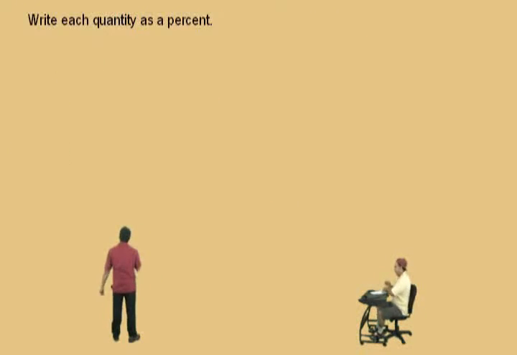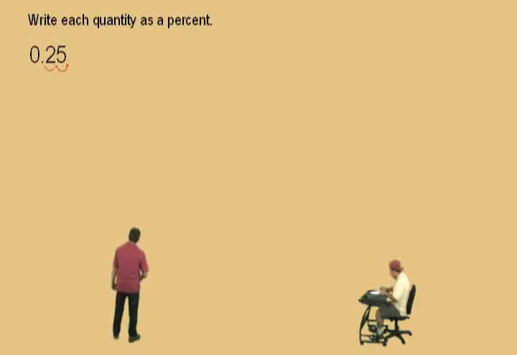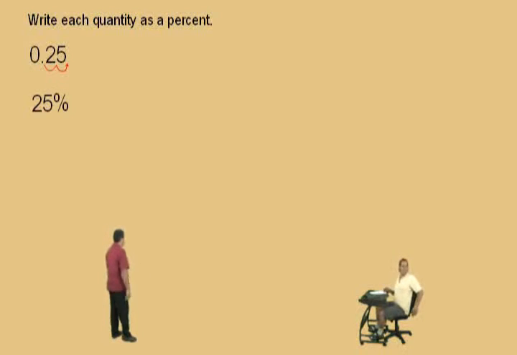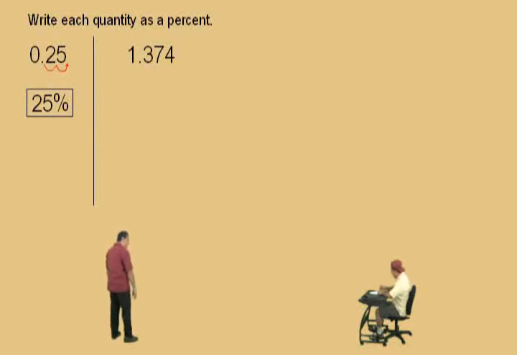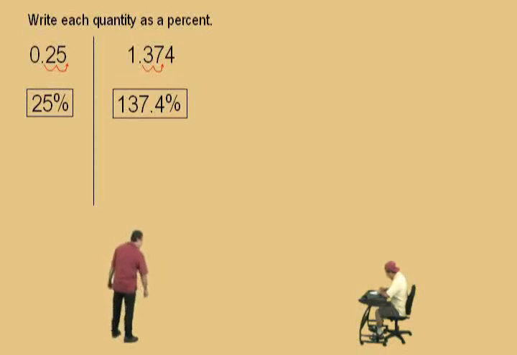Now, write each quantity as a percent. Now, don't get scared. Here's 0.25. It's a decimal. How do we change a decimal to a percent, Charlie? Move it right 2 times. That's right. Move it to the right 2 times because you're multiplying by 100, and we get 25%. Here's another decimal, Charlie. 1.374. What do we do? Move it to the right 2 times. That's right, and we end up with 137.4%. There we go, Charlie.